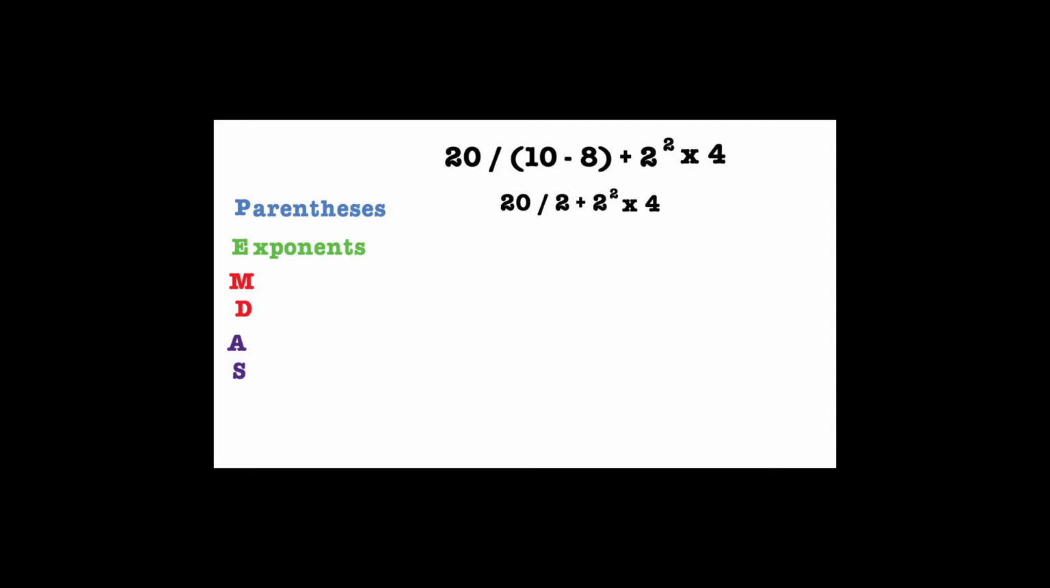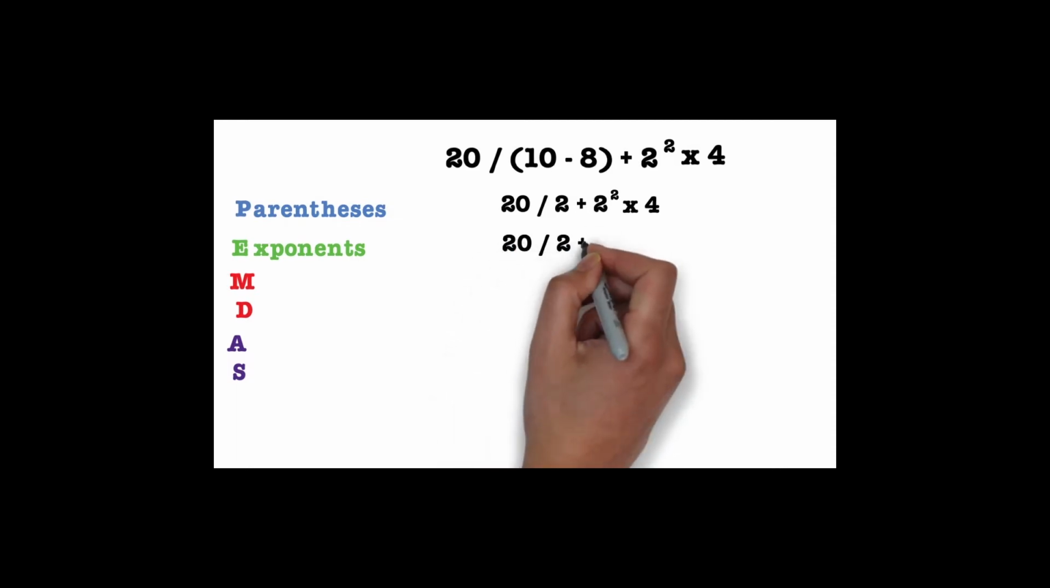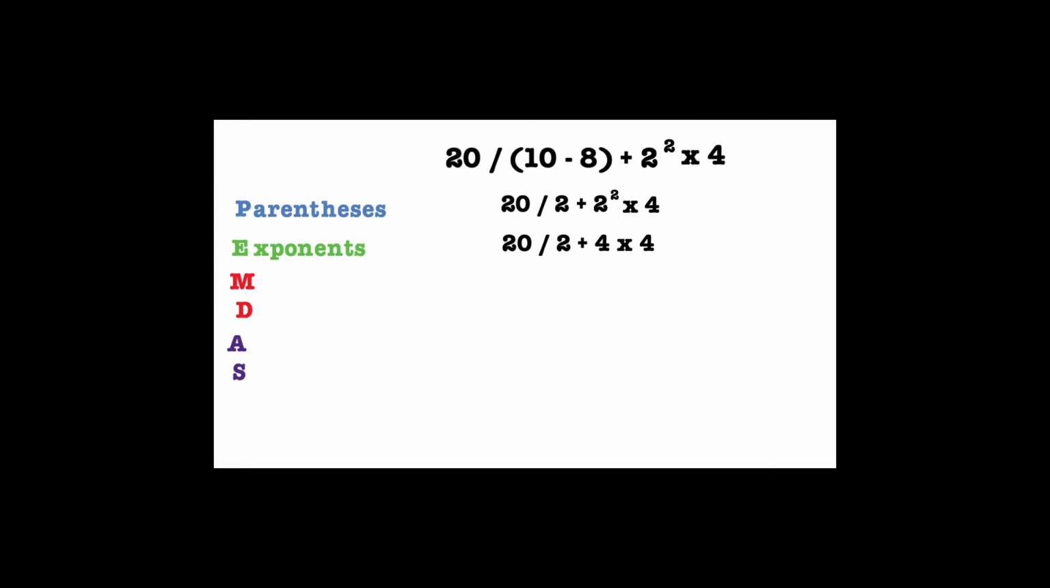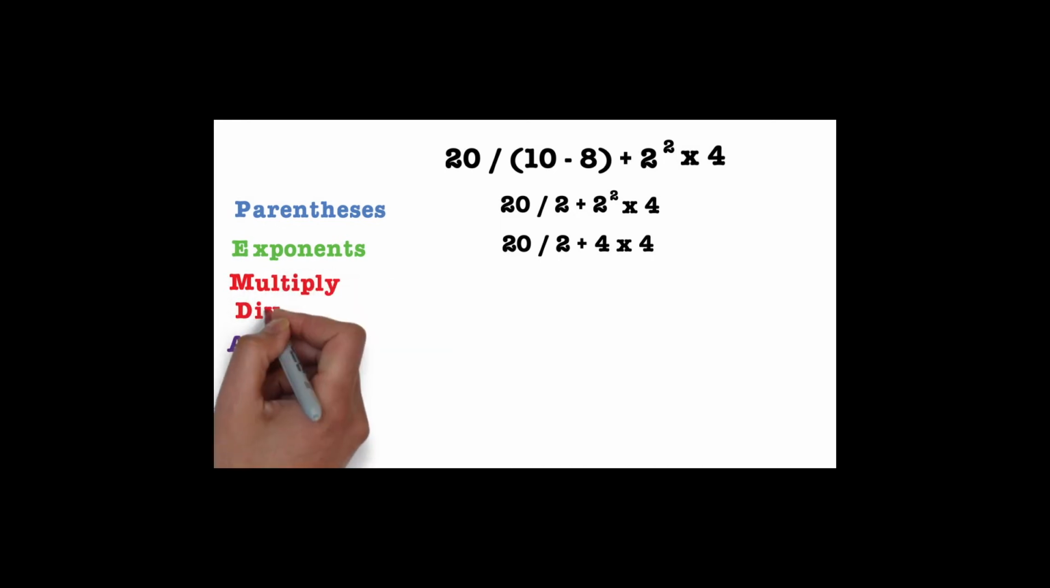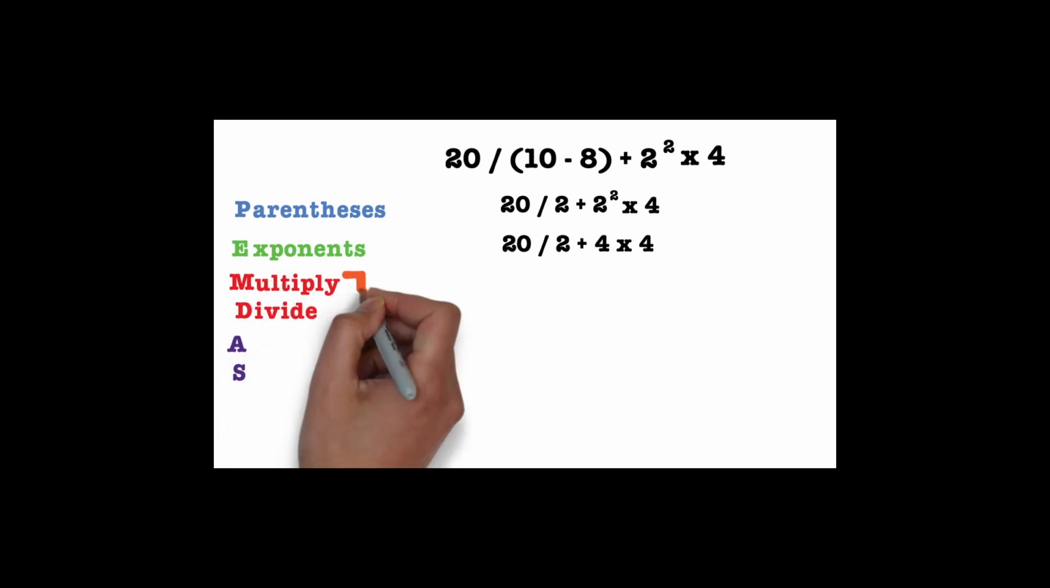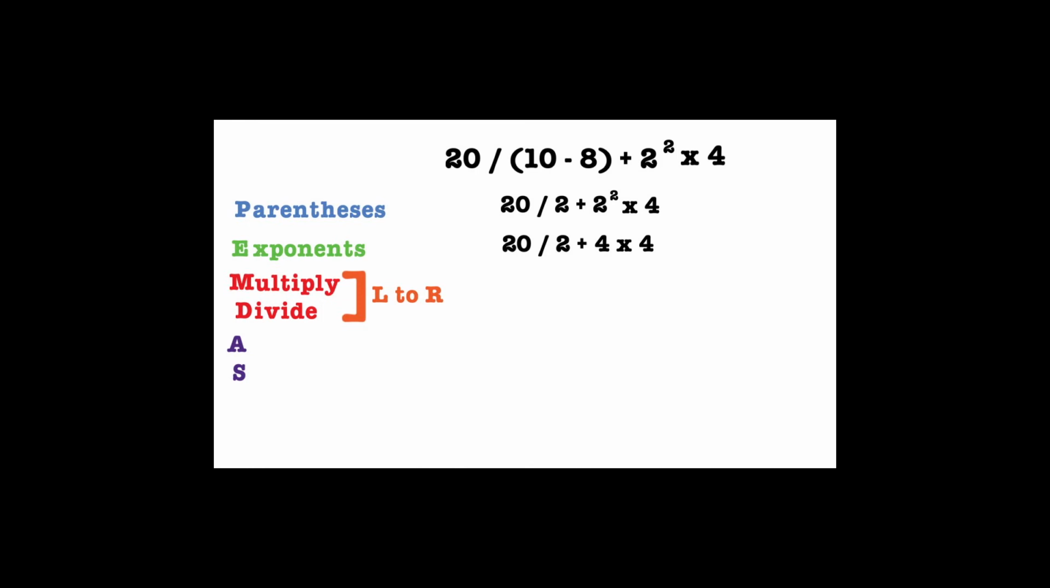Remember that our exponent of 2 means that we are multiplying 2 by itself twice, or 2 times 2, which is 4. Since we completed another step, let's rewrite our problem. Now we have 20 divided by 2 plus 4 times 4. The next step in the order of operations is represented by the M and D, which means multiply and divide. It is important to note that you are multiplying and dividing from left to right. Multiplication does not have to occur before division.